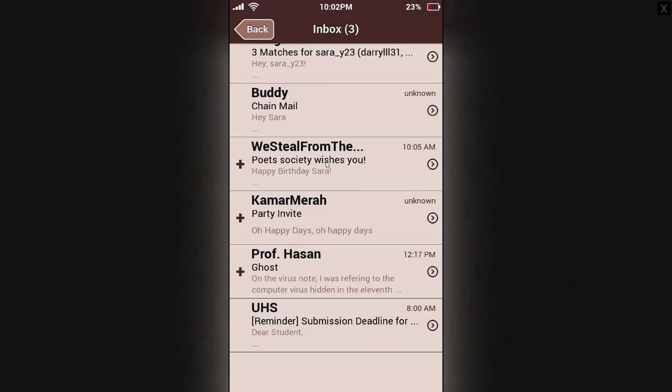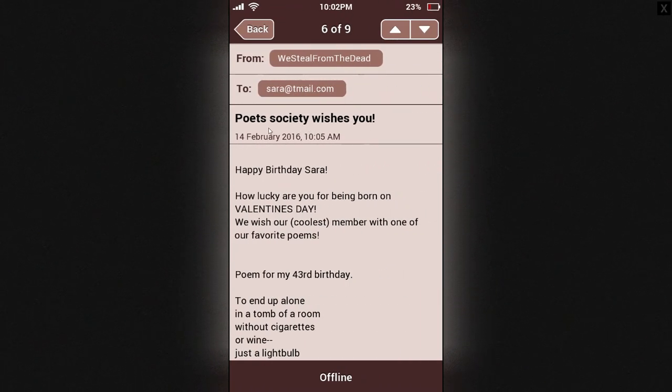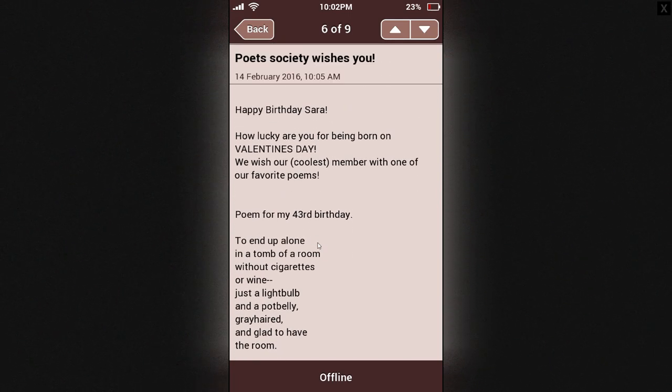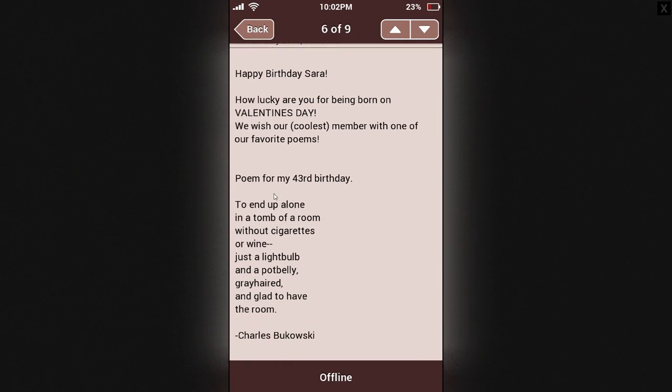Poet Society wishes you happy birthday, Sarah. We are lucky for you being born on Valentine's Day. How lucky are you for being born on Valentine's Day? We wish our coolest member with one of our favorite poems. So her birthday is February 14th. Interesting. Even worse that she got dumped on Valentine's Day and on her birthday.